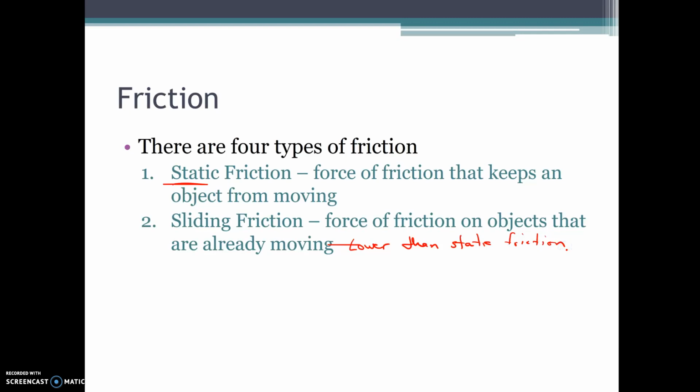So this sliding friction is less than static friction. It takes a certain amount of force to start it moving, and then it takes a little bit less force to keep it moving.